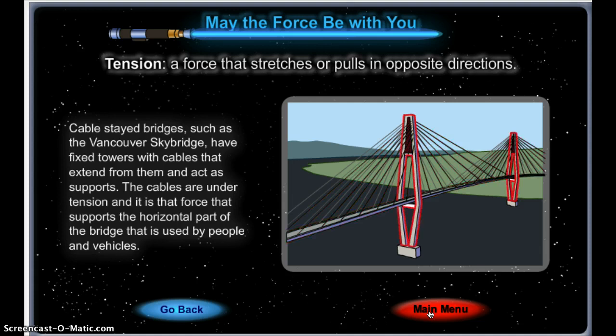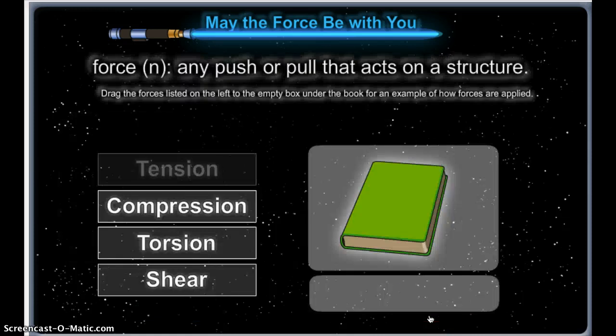We see this happen in cable-style bridges. So the Vancouver Sky Bridge as well as the Golden Gate Bridge, maybe a little more familiar to you. We see these wires, which are by tension, holding this bridge up. Sometimes we call these suspension bridges as well.